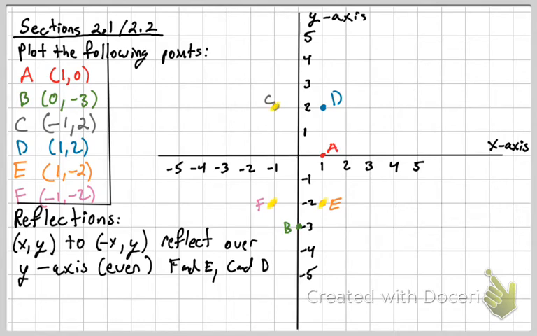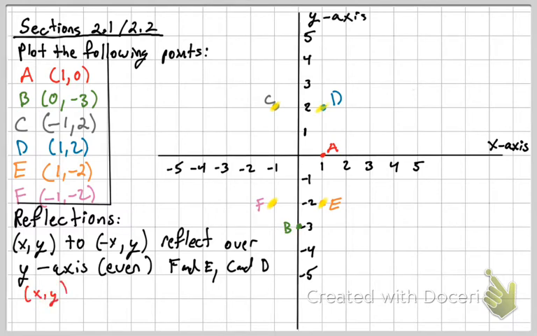I guess technically B is also a reflection of itself on the y-axis because it's on the y-axis, so I guess we could say that also. But that's typically not what we would talk about when we're doing symmetry.